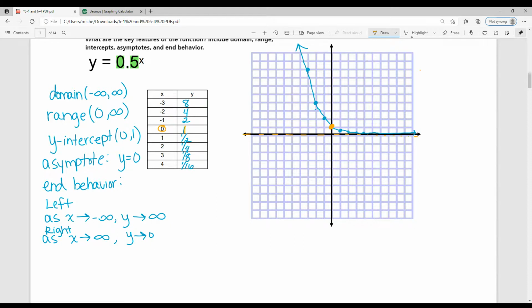As for behavior on the left side this time, as the x values approach negative infinity, as the x value gets smaller and smaller, the y values are larger and larger. Then on the right side, as the x values get larger and larger, the y values get smaller and smaller.